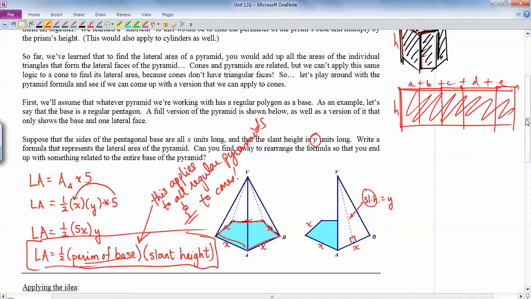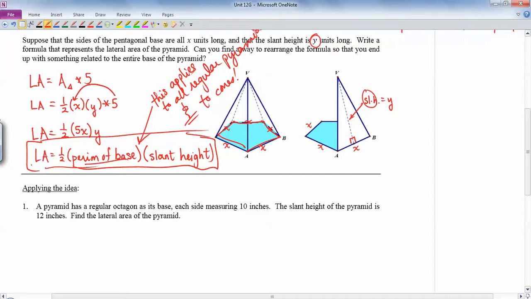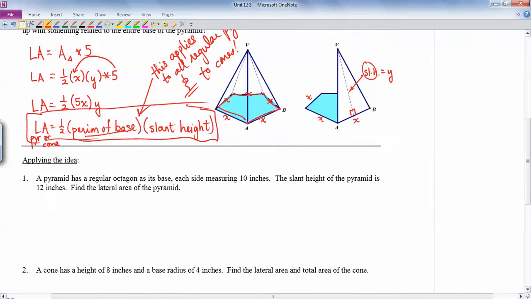Okay, so let's try a couple quick problems. So this is lateral area for a pyramid or cone. Okay, so in number 1, a pyramid has a regular octagon as its base. Remember, octagon, 8 sides. Each side is 10 inches. So let's see, what else? Slant height of the pyramid is 12 inches. Find the lateral area of the pyramid.